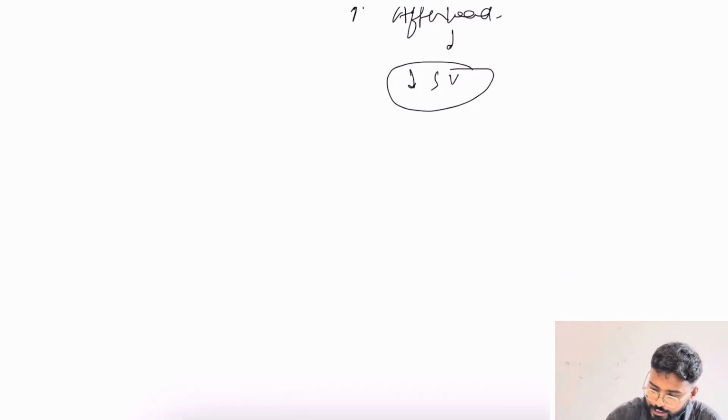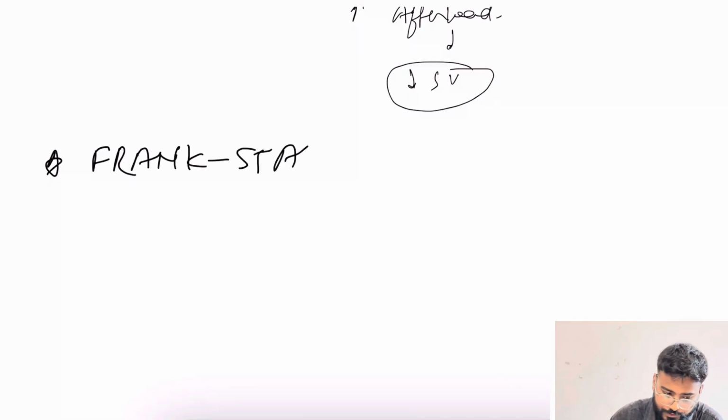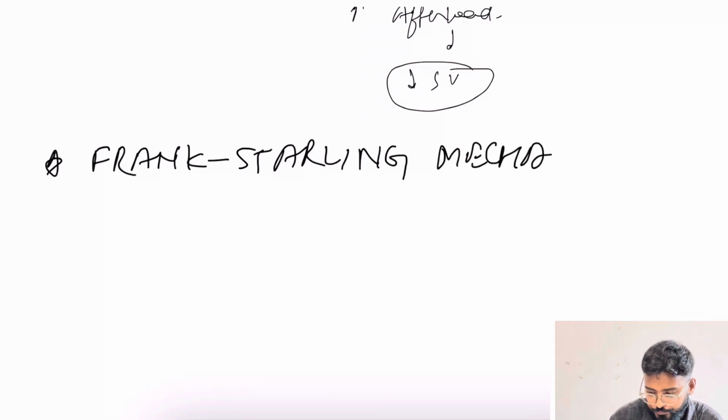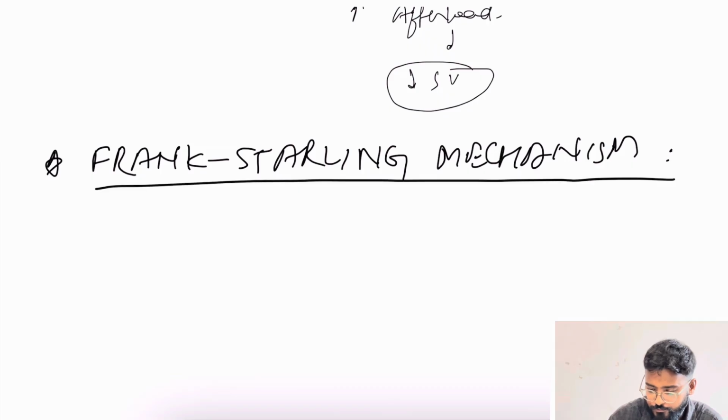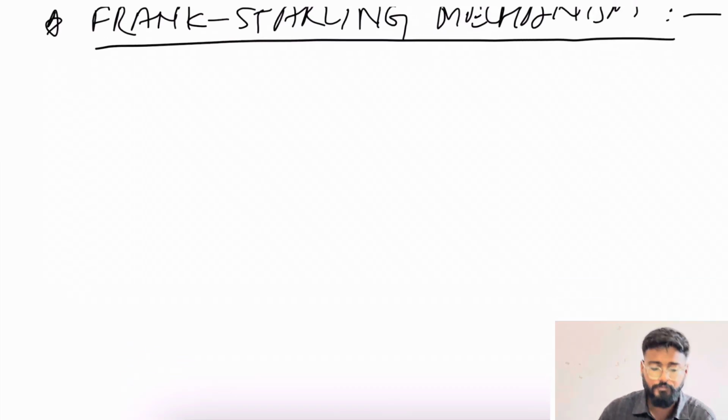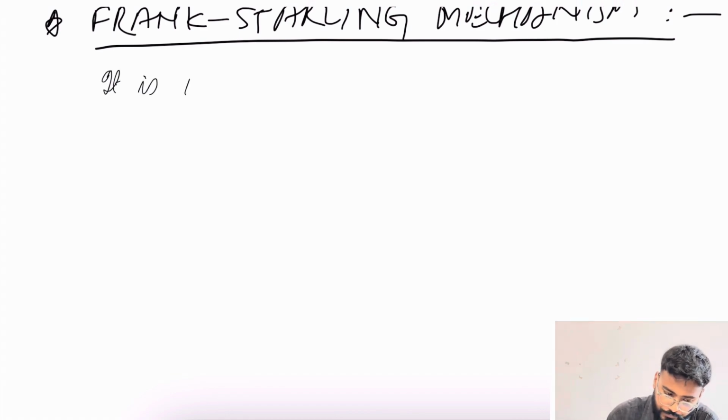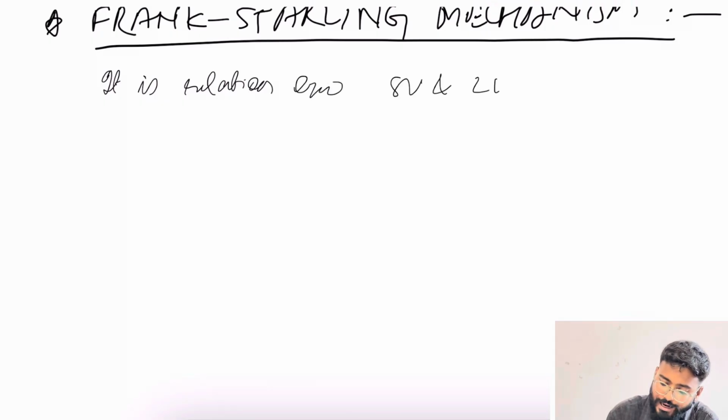So the last thing that we are going to discuss now is the Frank Starling mechanism. What is the Frank Starling mechanism? The Frank Starling mechanism is the relationship between stroke volume and left ventricular end diastolic volume. It is the relation between your stroke volume and left ventricular end diastolic volume.